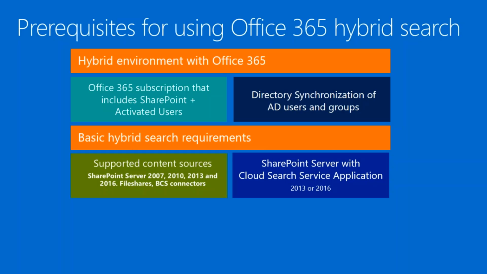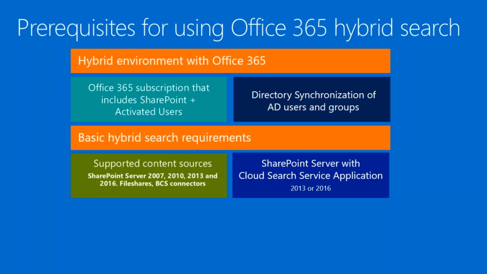Next, we need to set up a search experience. So we want to use a SharePoint server that supports the Cloud Search Service application, which is either SharePoint 2013 or 2016. But then from either of those machines, we can crawl SharePoint 2007, SharePoint 2010, and of course 2013 and 2016. But remember, we can also crawl local file shares and we can crawl BCS connectors. So BCS, even though it hasn't really been updated much in the last couple of years, is still a very relevant technology for us to extend the reach of enterprise search.